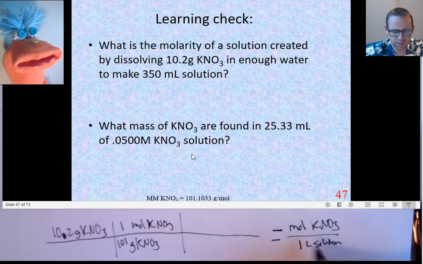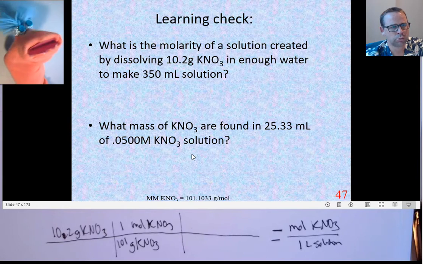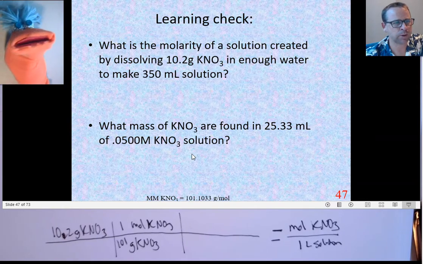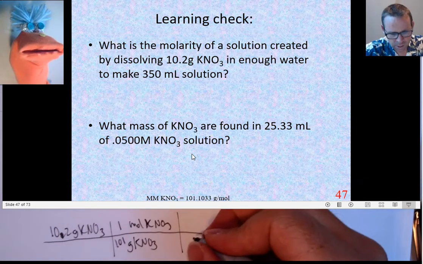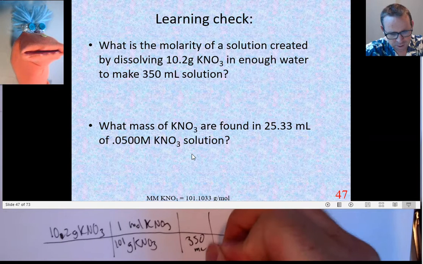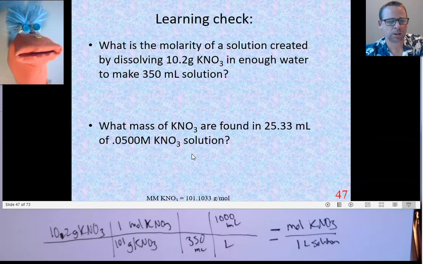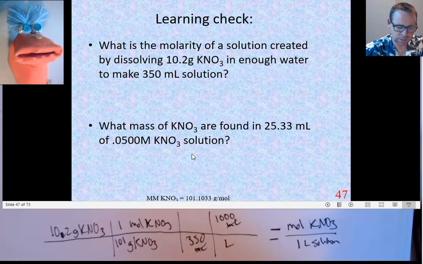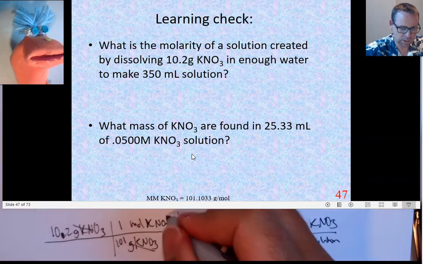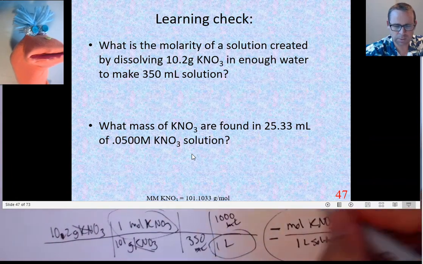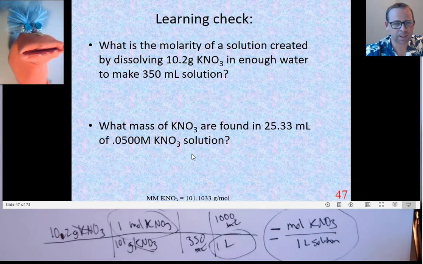Now I just need to get my liters of solution on the bottom. Do I know how many liters? Well, it says 350 milliliters of solution. So I can write in there 350 milliliters, and then I can just convert my milliliters to liters. 1,000 milliliters for every liter. All right. So my milliliters cancel out. I'm left in liters of solution. My grams of KNO3 cancel out. I'm left in moles of KNO3, and that's what I wanted. The moles per liter, or the molarity of my solution. Okay, very good.